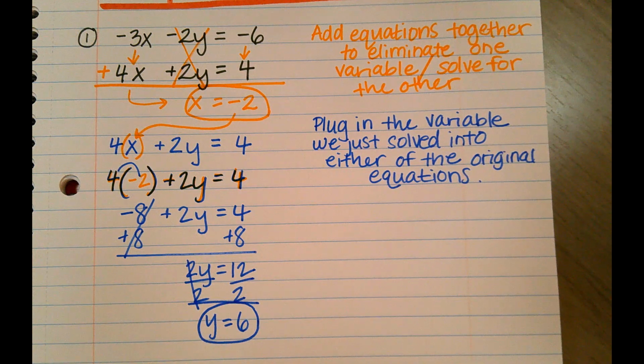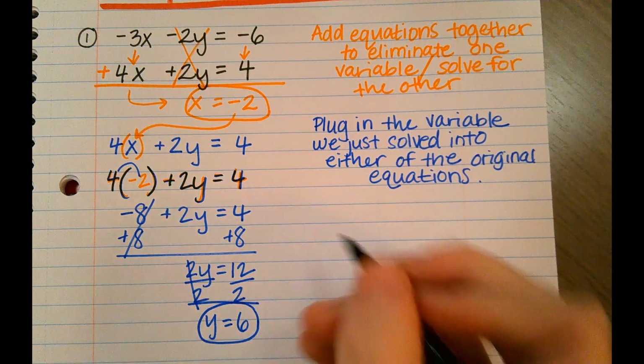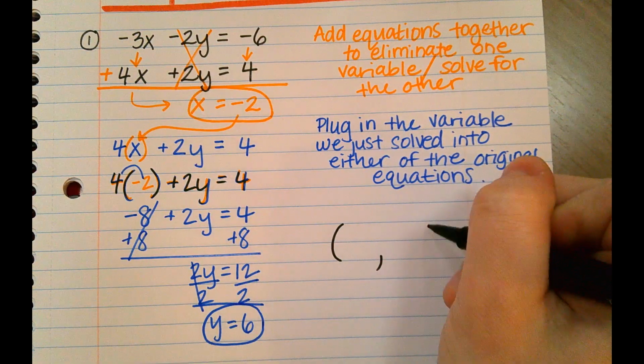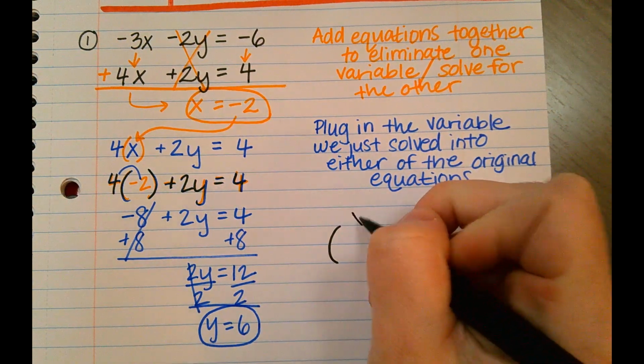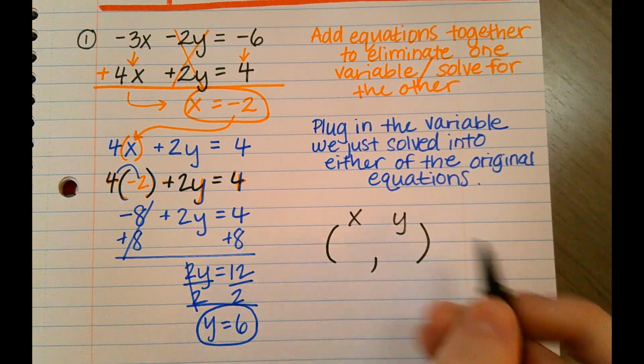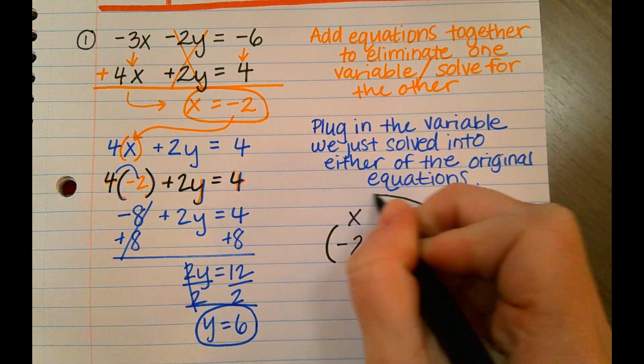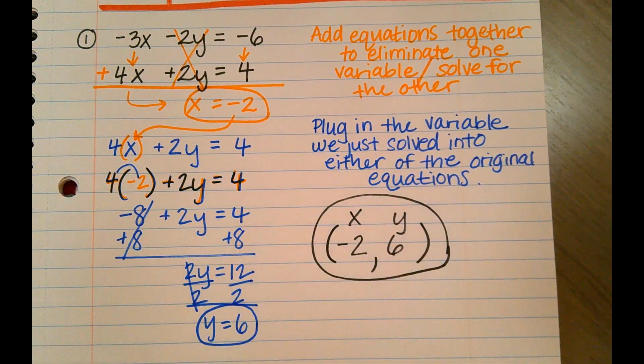And that is your system. It's solved. We have our x value. We have our y value. The very, very last step is to write your answer as a coordinate. And a coordinate is just 2 numbers in parentheses with a comma. X comes first, then y. So if it's x, then y, what am I writing in my coordinate? -2. Yes, good. -2, 6. Perfect. And that's it. Not so bad.